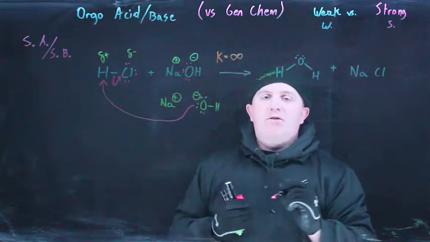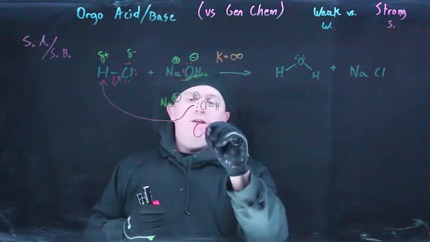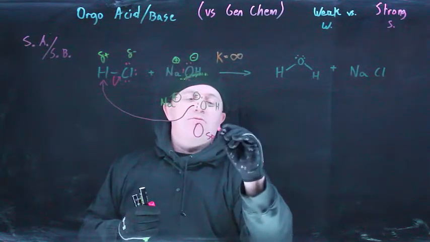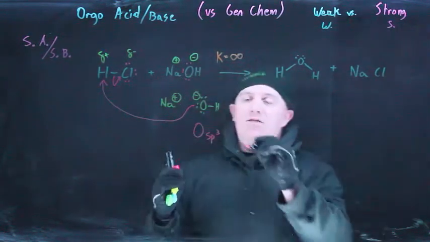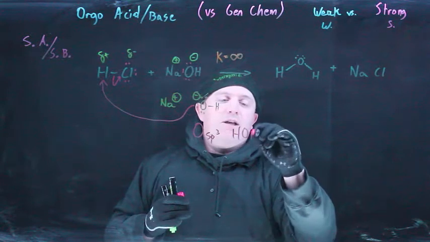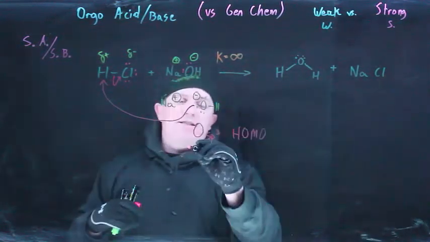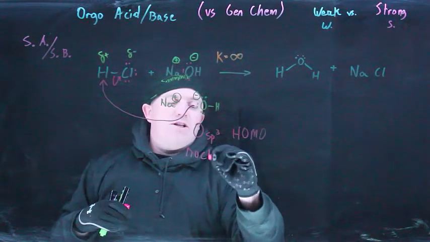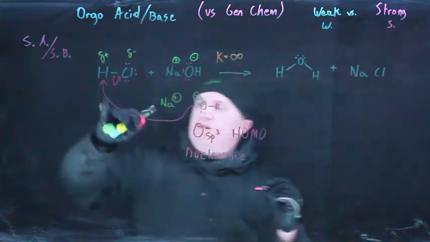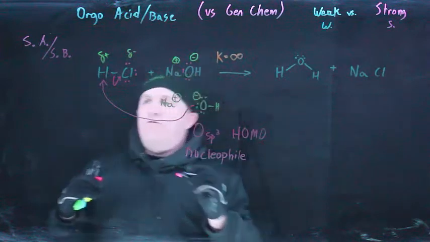And you should be thinking about the orbitals involved here. What's actually doing the attack is a sp3 orbital on this oxygen, and this is the highest occupied molecular orbital on the oxygen. And so this oxygen is serving as a nucleophile, as a source of electrons. And that source of electrons is then going to attack the electrophile in the system.